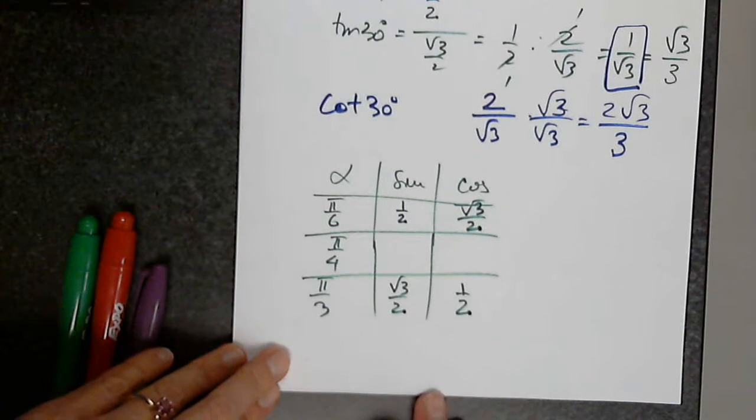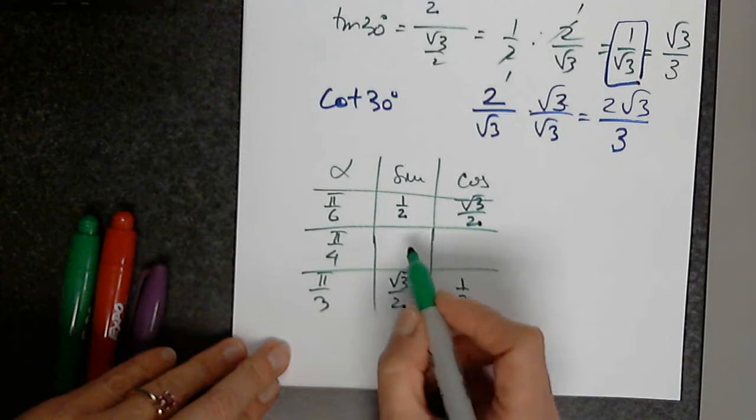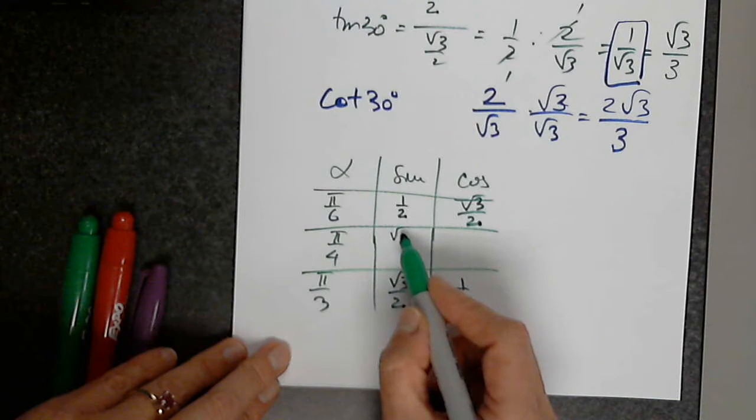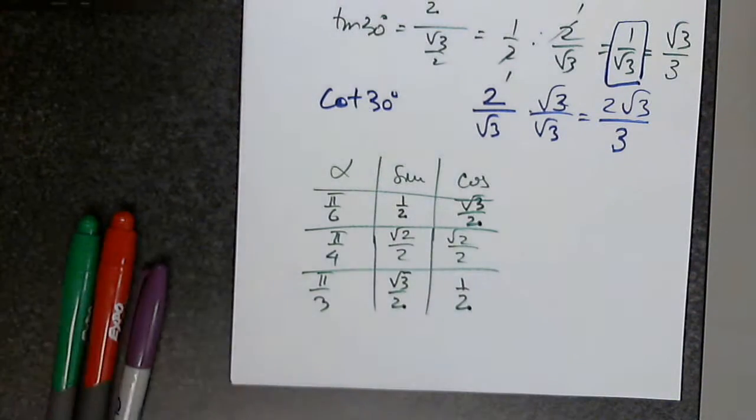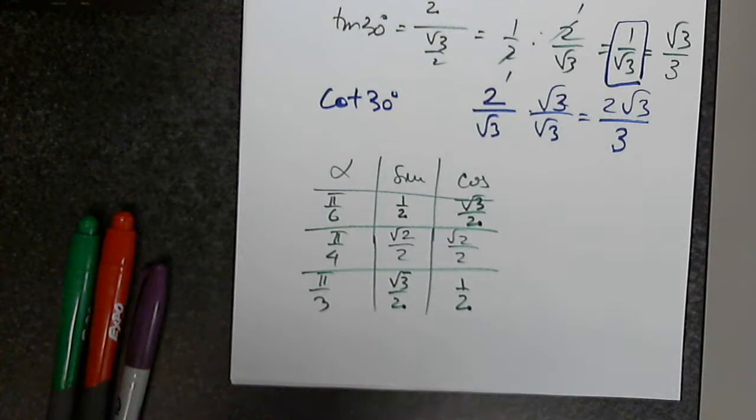And what do I write in the middle? Exactly. This is the only angle that has the same sine and cosine. That's all I want you to remember. 3 numbers. 1/2, the square root of 3 over 2, and the square root of 2 over 2. Do not bother with anything else.